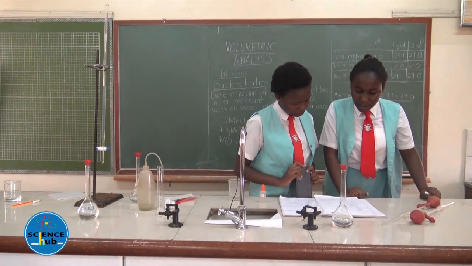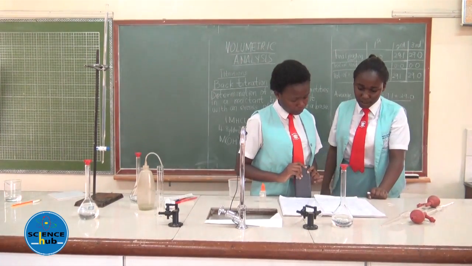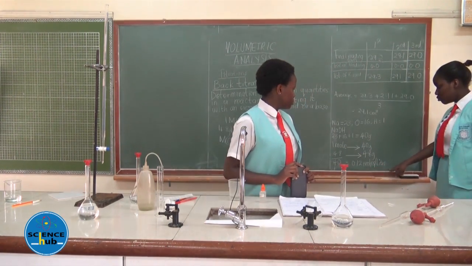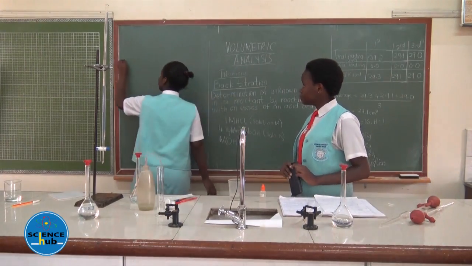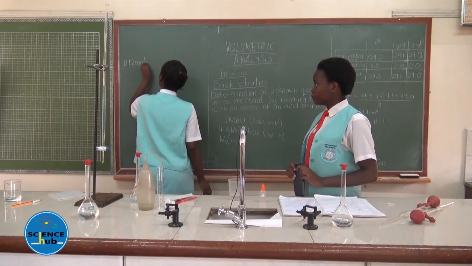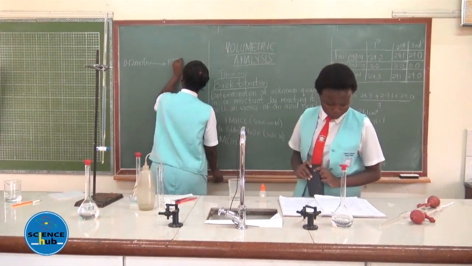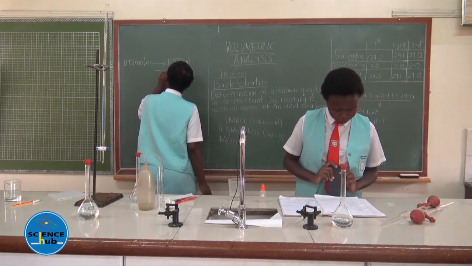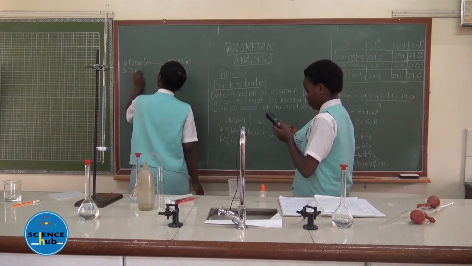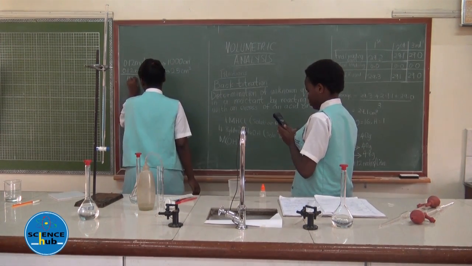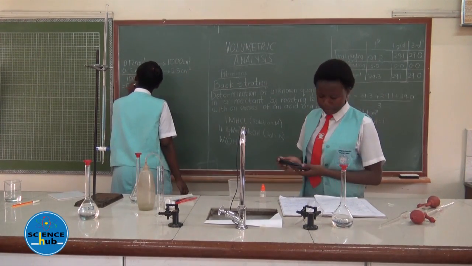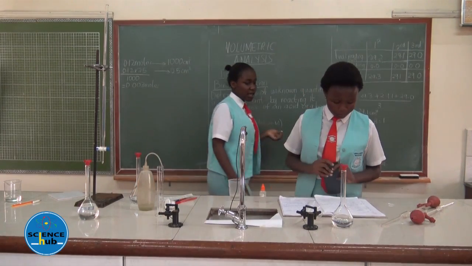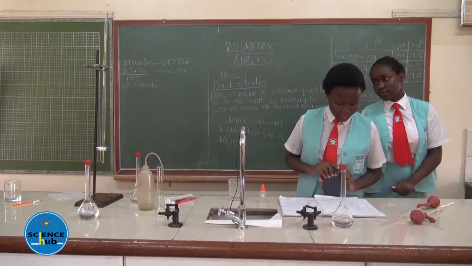Then, to calculate the moles of N in 25 cubic centimeters. So we already know that in 1,000 cubic centimeters or 1 liter, we have 0.12 moles. How about 25 cubic centimeters? 0.12 times 25 over 1,000 is 0.003 moles. These are the moles present in 25 cubic centimeters of N. And then calculate the moles of K in the average titer volume.